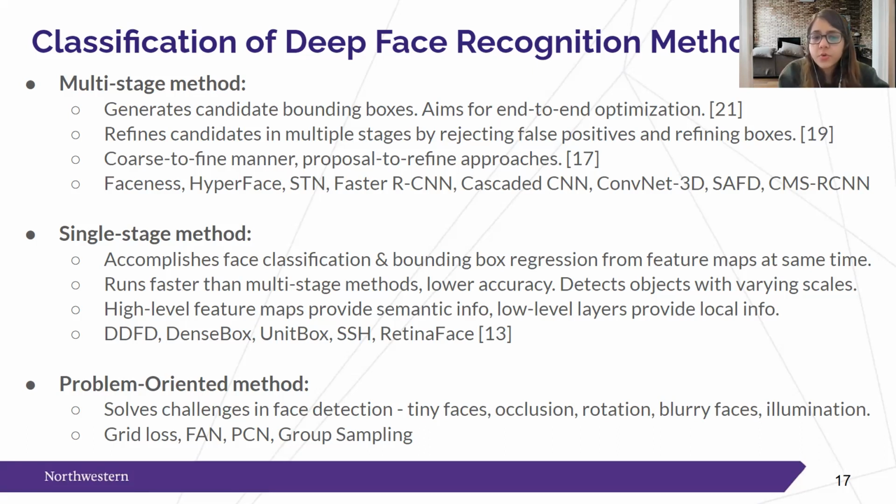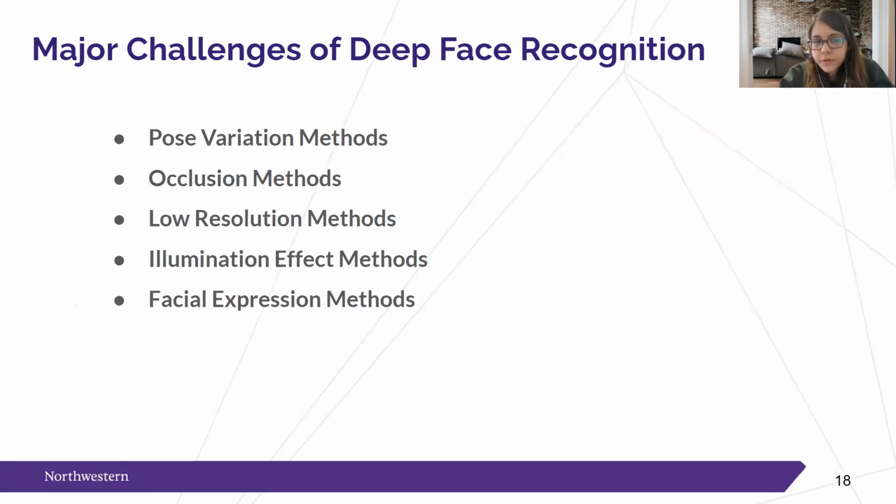In single-stage methods, you accomplish the bounding box regression and the face classification in one step only. So this runs faster than multi-stage methods because obviously the number of steps is reduced here, but this happens at the cost of lower accuracy. The other type is problem-oriented methods, where you deal with the problems in face detection, like rotation, blurriness, and occlusion. And this is what we're going to focus on now, the problems of deep face recognition.